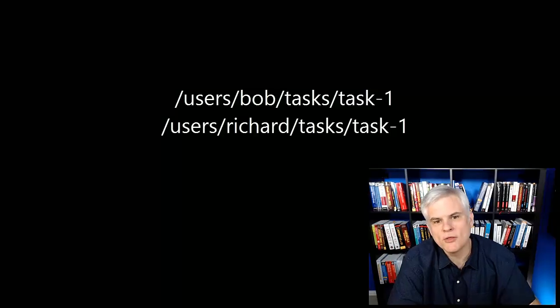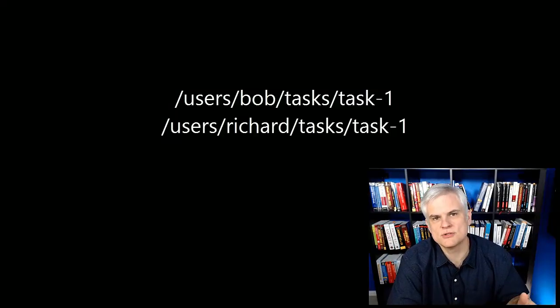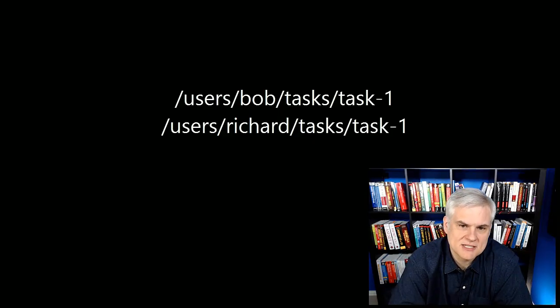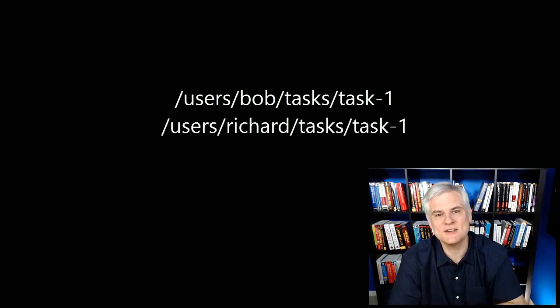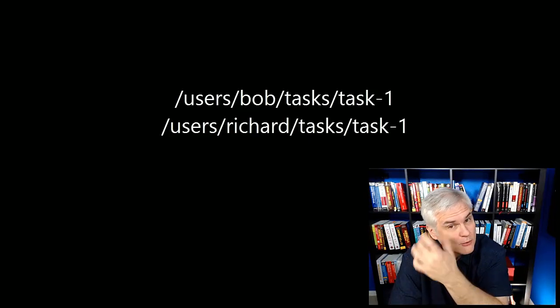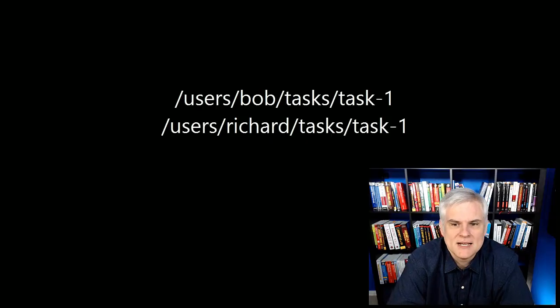Now, we might be able to both have the same task ID if there was some additional segment with our username in it. So something like this, /user/bob/task/task1 versus /user/richard/task/task1. Okay, and we would expect those to be different, even though the IDs are the same. The URLs are different. So that's what I mean by stateless. The URL is the URL for a resource, no matter who accesses it.